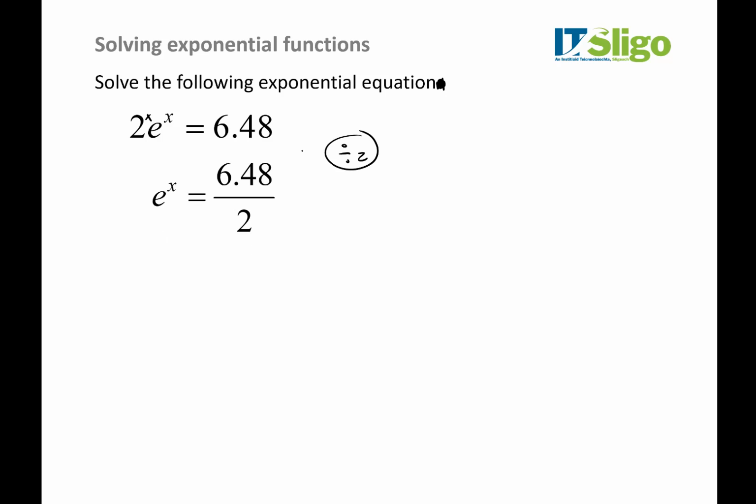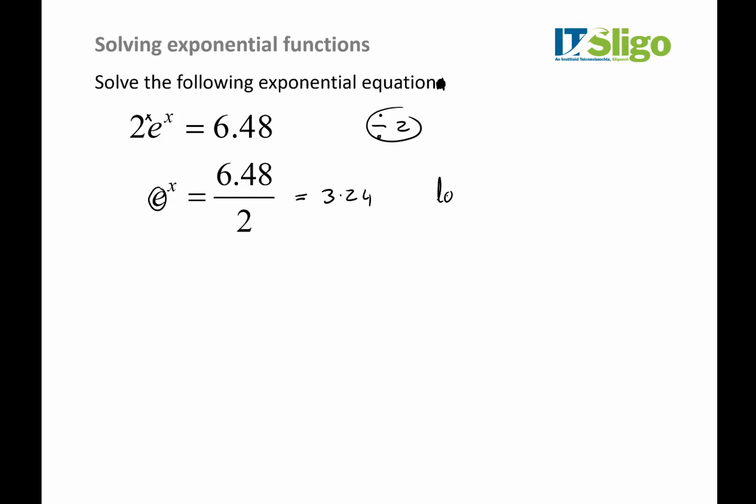Now you can work this out on the calculator, because dividing by 2 will always give you, there's no rounding involved. So when we do that, this will give us 3.24. So I'll divide both sides by 2. So I could just write that as 3.24. Now next I want to get rid of the e.